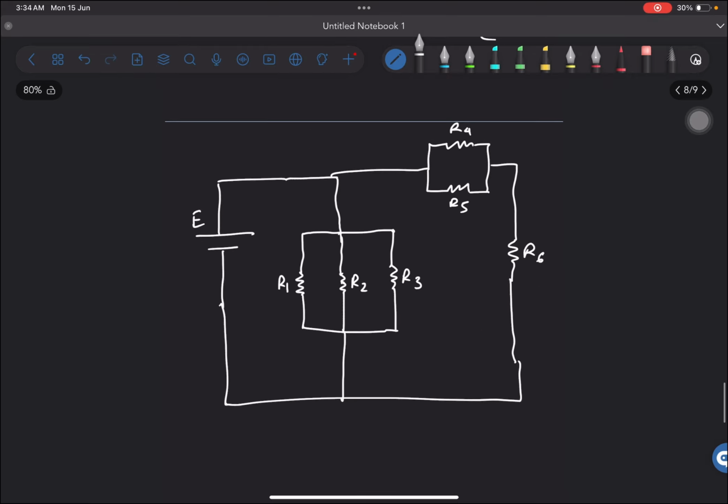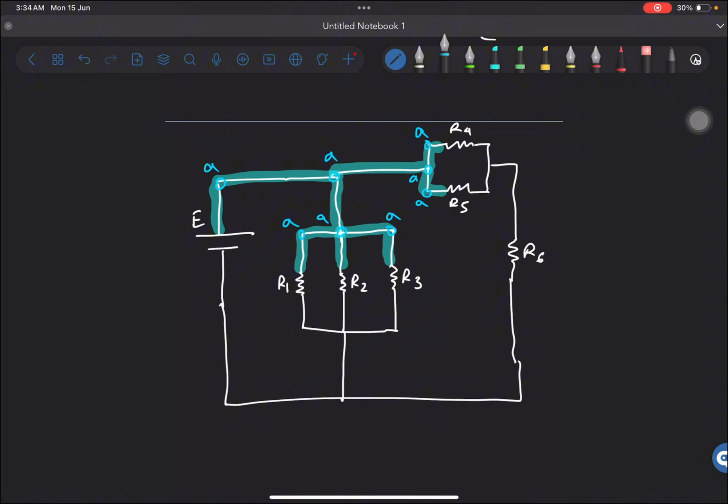So go ahead and identify all of the points. So you can say that this goes here, oops, one break, goes here, oops, another break, goes here, oops, one break. So we can say this is A, this is A, this is A, this is A, this is A, this is A, this is also A, this is also A.